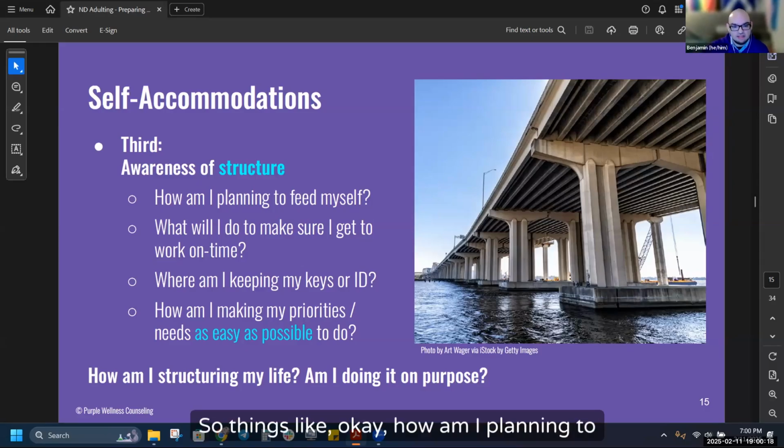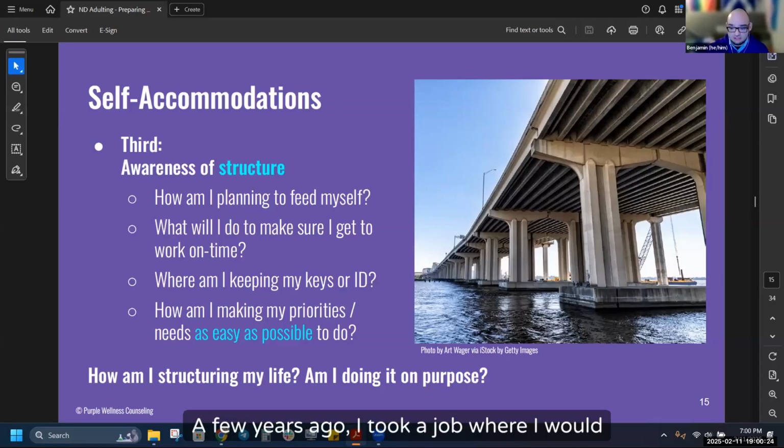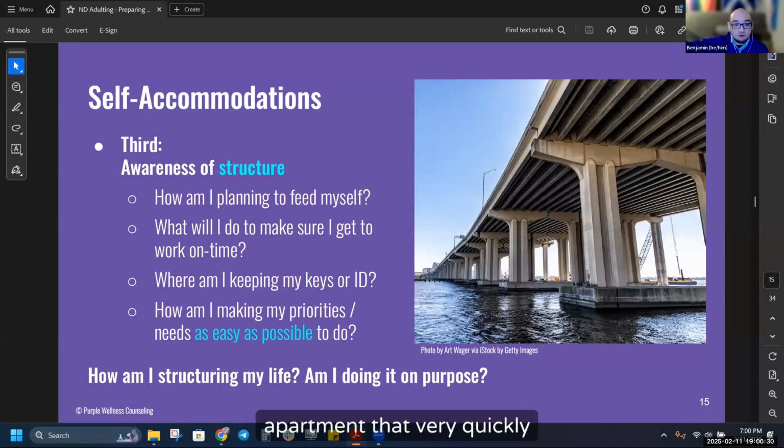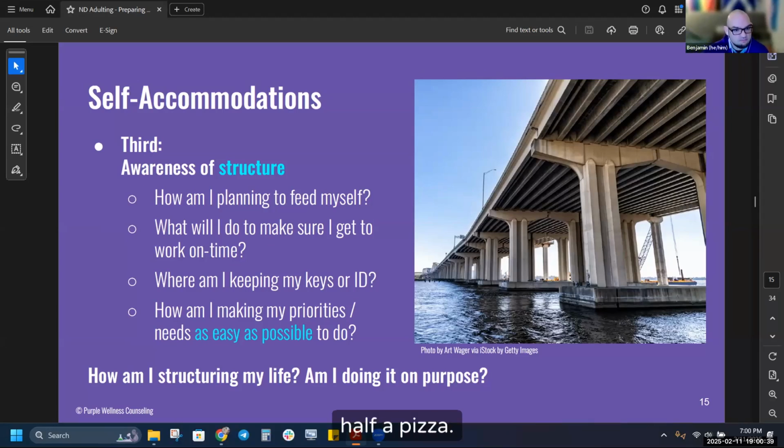So things like, okay, how am I planning to feed myself? Get real basic. I'm 40 years old. A few years ago, I took a job where I would travel between Kansas City and Chicago. And in Chicago, I had this little tiny studio apartment that very quickly devolved to like that stereotypical single guy fridge where there's like a couple of condiments and like some, maybe half a pizza.